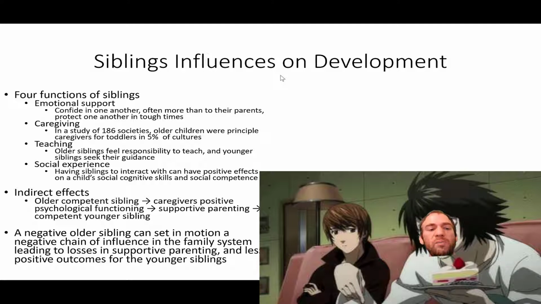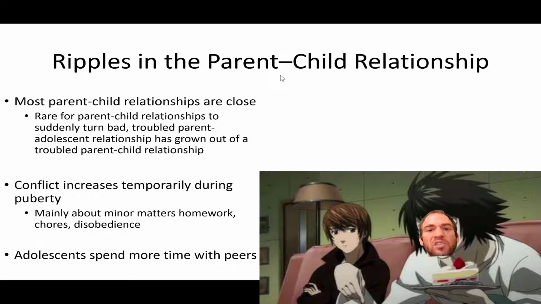Wherein a negative older sibling, if they hypothetically reacted incredibly negatively to the arrival of a new sibling, impacting their caregiving, is going to interact negatively with their sibling, but also contribute to less supportive parenting, which will be potentially more consequential to that younger sibling, who is still in the early stages of development and still depending on their parent at a much higher, more direct and constant level, because they're an infant, a toddler.